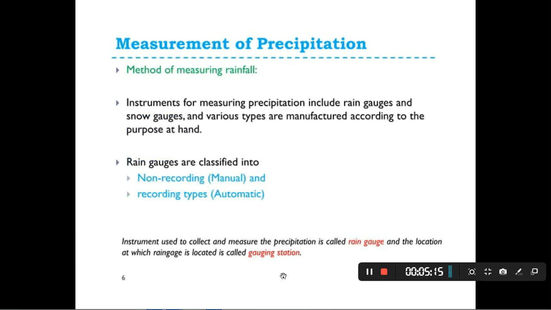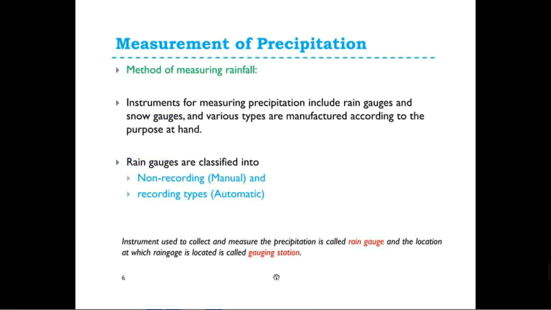The method of measuring rainfall. Instruments for measuring precipitation include rain gauges and snow gauges, and various types are manufactured according to the purpose at hand. Rain gauges are classified into non-recording and recording types. The instrument used to collect and measure the precipitation is called a rain gauge, and the location at which a rain gauge is located is called a gauging station.